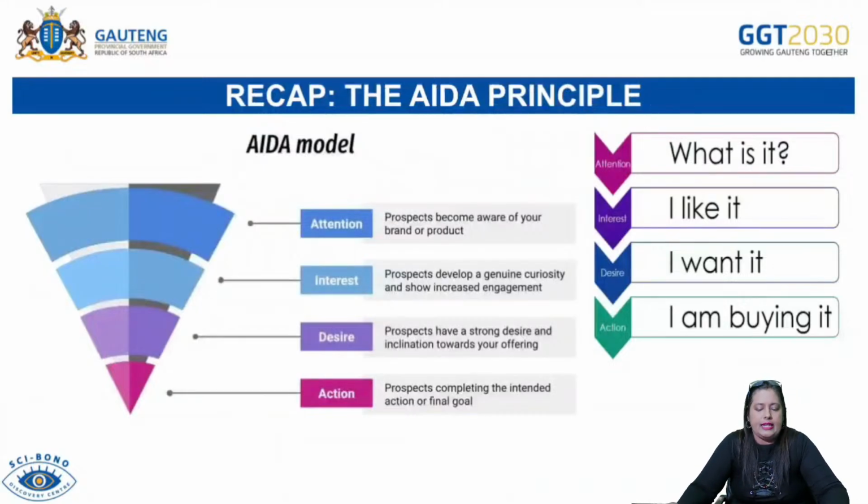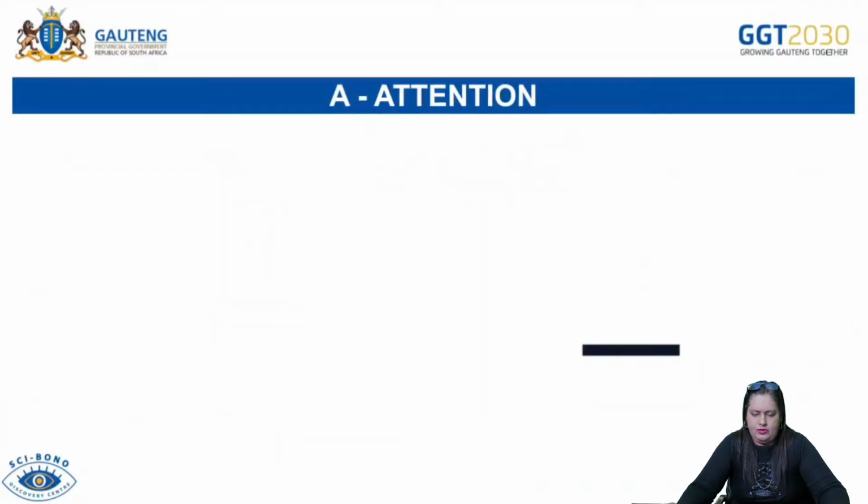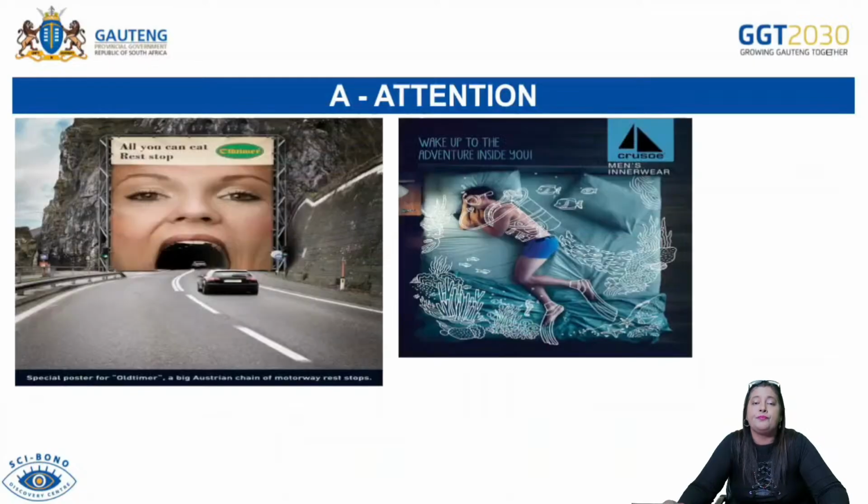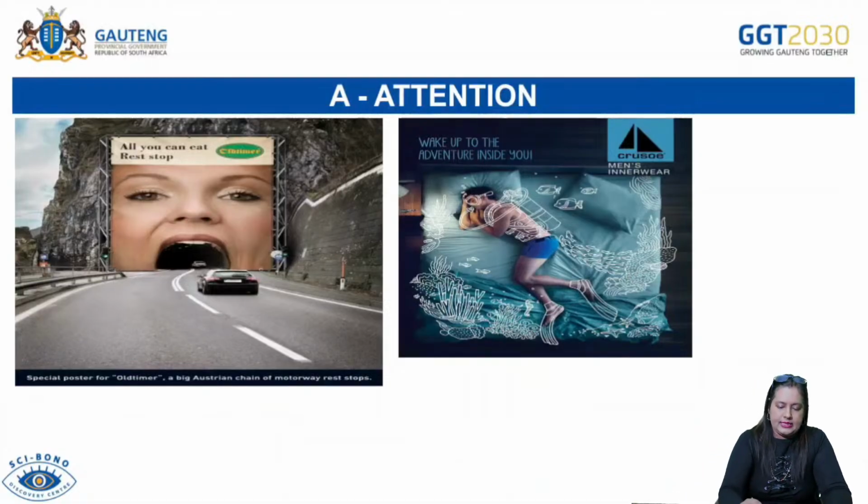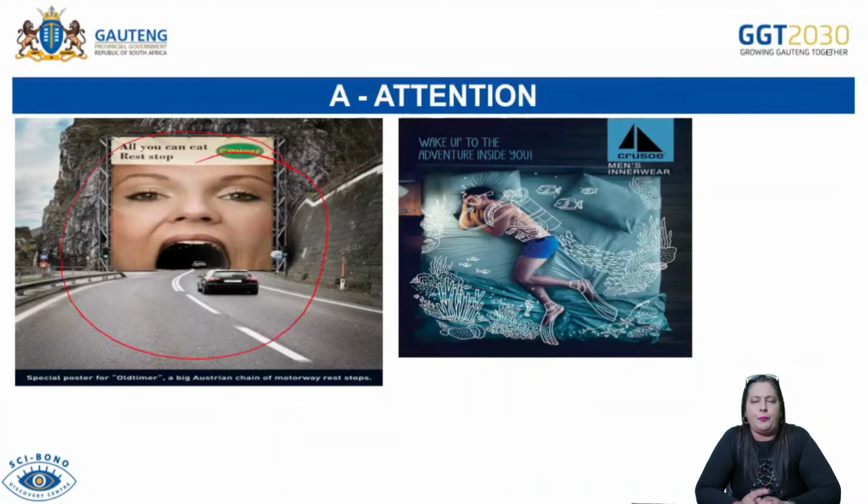So further on to that, let's look at a particular breaking down of the AIDA principle. So look at these two adverts, for example. If you're looking at this one here that you've seen before, we usually think a woman's got a big mouth and she's got a lot to say, and that's already building on a stereotype, isn't it? So all this is saying is, all you can eat, rest, stop.